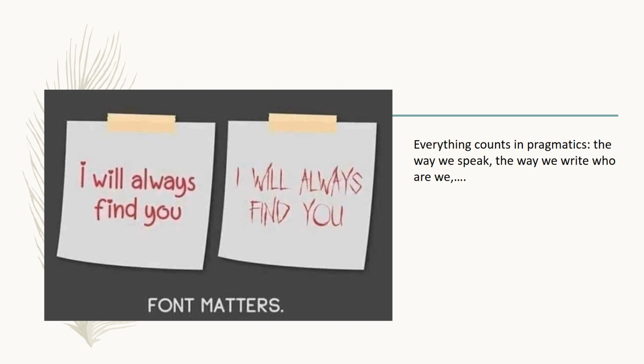Look at the second picture right next to it. I will always find you. From the way it is written, you can understand that this is what? This is a threat. This is something dangerous. Maybe even the color red is something what? Dangerous. Blood, danger, thriller, etc. So everything counts in pragmatics. We should pay attention to everything.